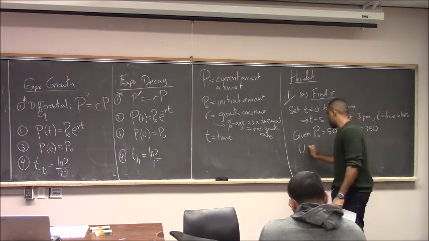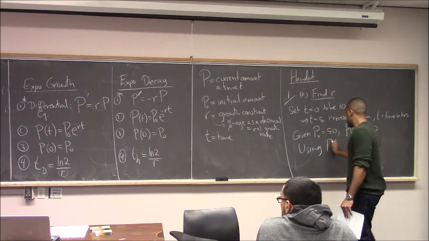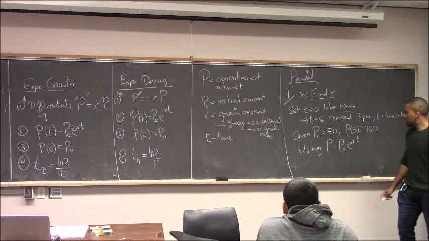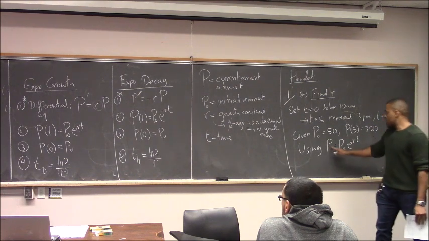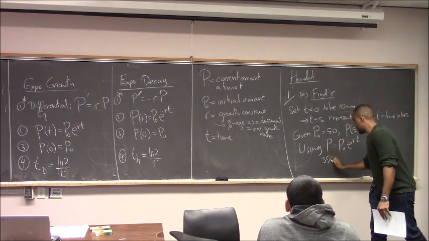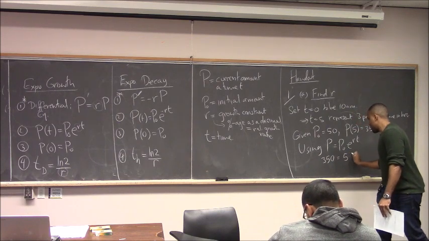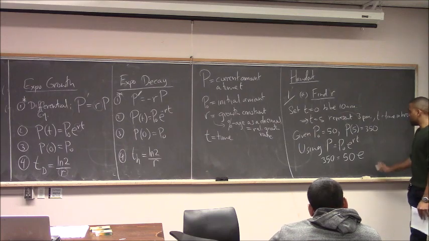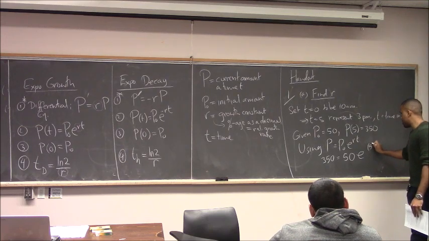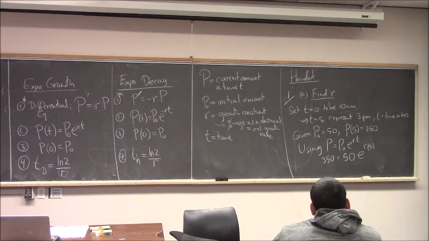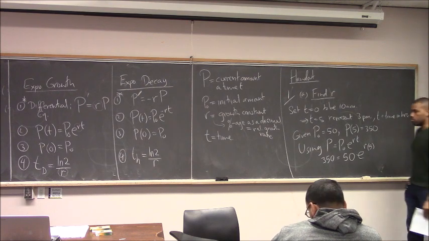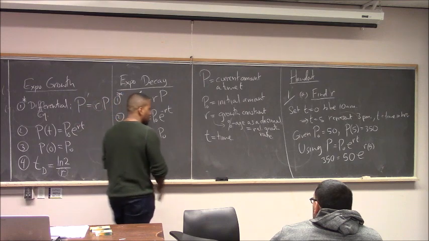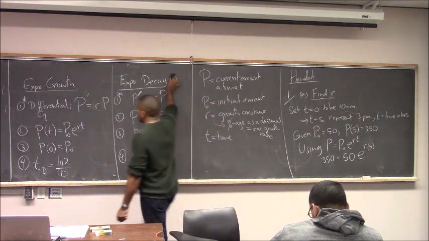So now, what I would do, using P equals P naught e to the rt, I know the current value is 350 when we started with an initial value of 50. And we hit the value 350 when time is 5. So we end up with that equation right there. So now the goal is to solve for r. How would you solve for r in that equation?